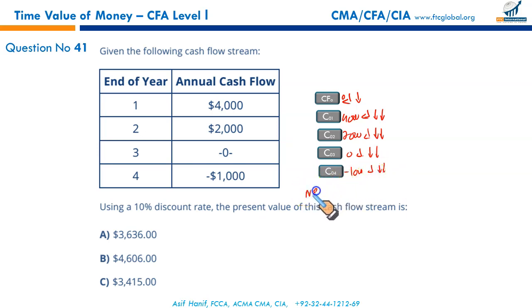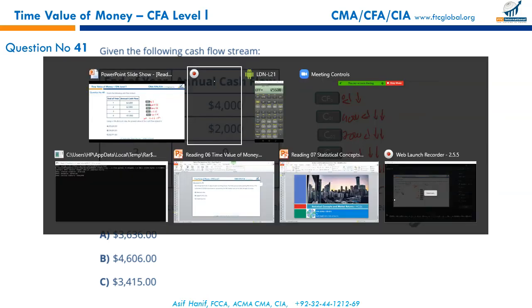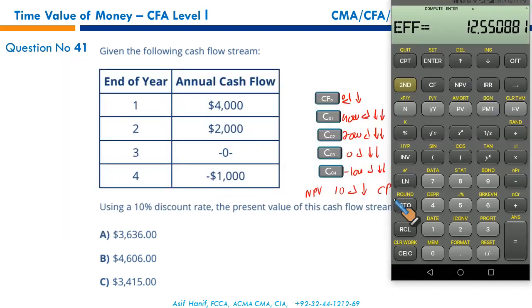You press NPV, the system will ask for the discount rate, that is 10%. 10, enter, down arrow key, CPT, and you will get the present value of these cash flows. Let's do this using our financial calculator. All right, here we go. The first payment is 0, enter, down arrow key. This is your cash flow function.